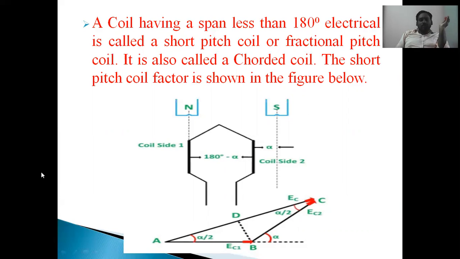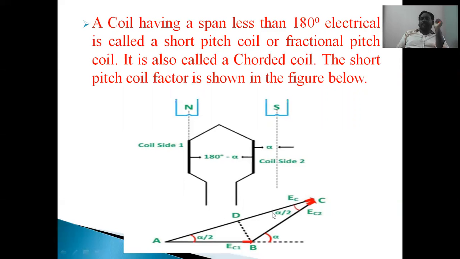Now we can observe that the EMF induced in coil side 1, EC1, is represented with the vector AB, and the EMF induced in coil side 2, EC2, is represented with the vector BC. The resultant between these two vectors is EC.